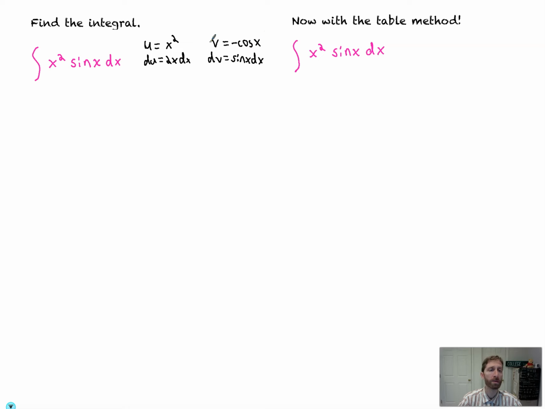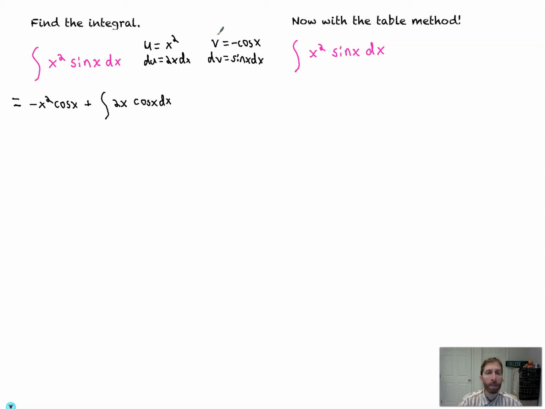Now, something interesting happens here. Remember that our formula is u times v. So this integral expands out to, minus x squared cosine x. I'm getting minus x squared from the minus on the cosine, u times v, minus the integral of v du. So that's going to be 2x times a minus cosine x. That's going to end up being plus, and I'll go over that in just one moment.